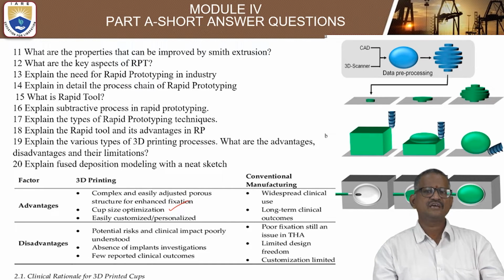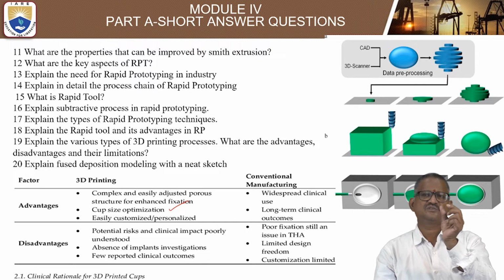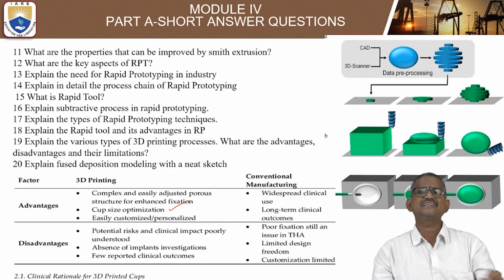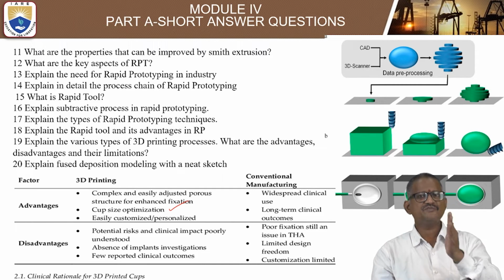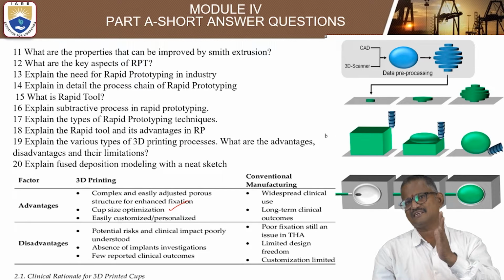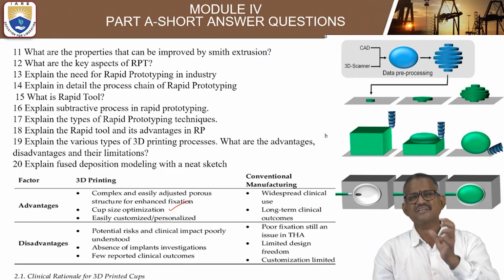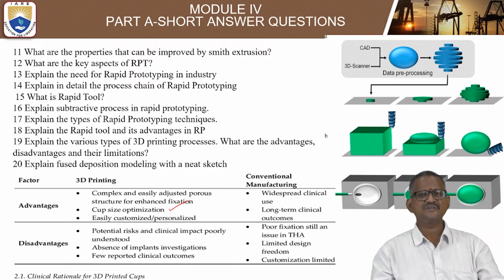Okay, so like that you are supposed to explain two-mark questions with some technical terms only. For example, explain the need of rapid prototyping in industry. Because of complex shapes and a variety of components, we can easily meet the customer requirement. That's why industry is growing exponentially for 3D printing.